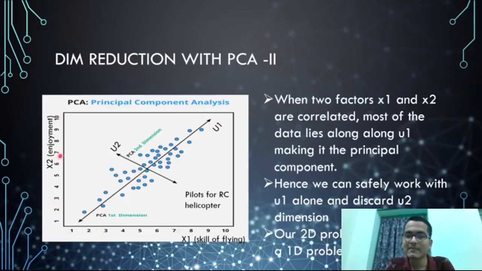Let us define it: the earlier features were x1 and x2. Let us now define new features u1 and u2, where u1 is the best line fit of this, and u2 is perpendicular to this. Now you see the noise along u2 is very negligible, and most of our data lies along u1. So even if we ignore the u2 dimension, does it matter at all? I cannot say it won't matter, but it would matter only a little, and that much sacrifice we are willing to make. So when two factors x1 and x2 are correlated, most of the data lies along u1, making it the principal component. u1 is our principal component. Hence we can safely work with u1 alone and discard the u2 dimension.